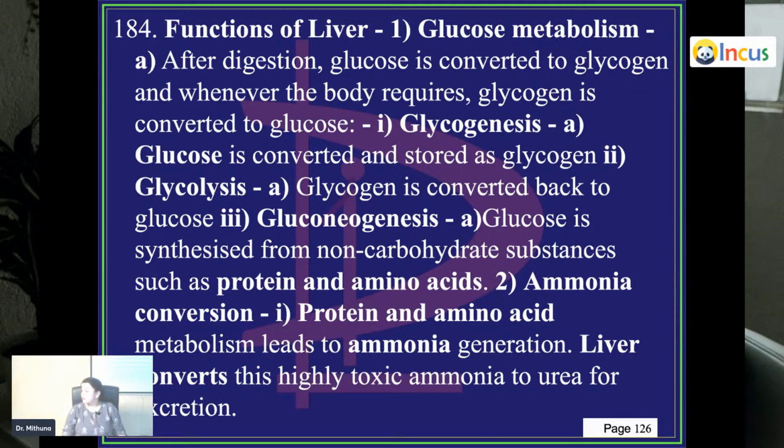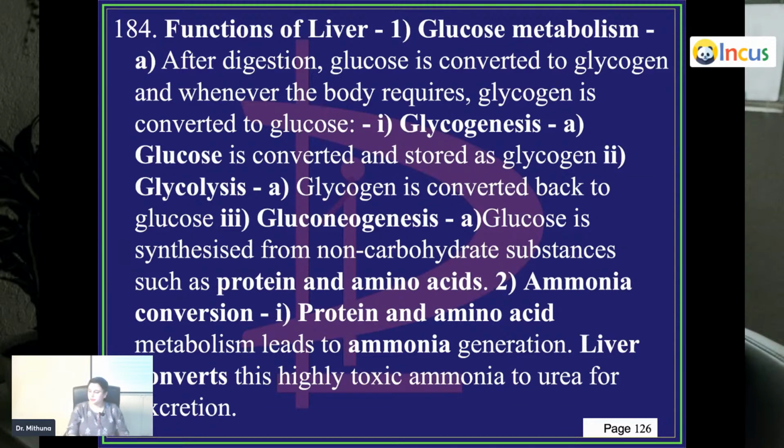And then ammonia conversion also takes place. Why do alcoholics develop hepatic failure? Because ammonia conversion takes place here. Protein and amino acid metabolism is what leads to ammonia generation. The liver converts this highly toxic ammonia to urea, and that urea is secreted back into the system, through which it will come out through your urine. You're urinating out that excessive urea. So this is the conversion of ammonia to urea. Ammonia is toxic to our body. It has to get converted to urea.